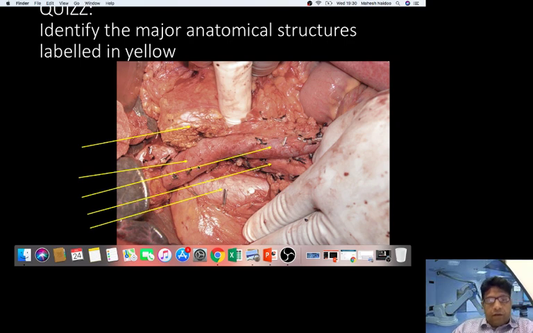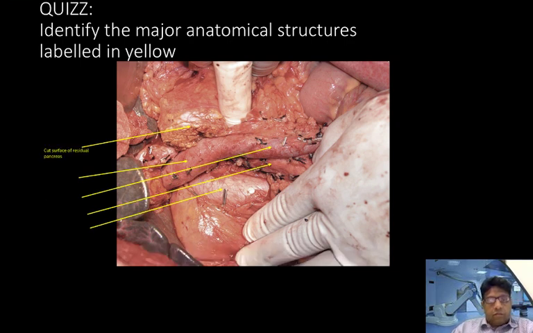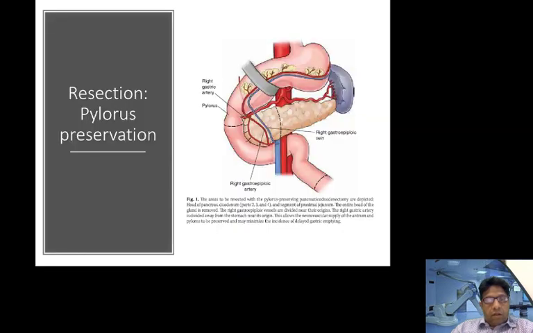So what we have here is the cut surface of the body of the pancreas, right? This is the portal vein, superior mesenteric vein, superior mesenteric artery, and this is actually the inferior vena cava, right? So just appreciate how close the portal vein and the inferior vena cava are, and this is what allows you to do a non-selective portovenous shunt for portal hypertension, bleeding varices. Okay, good.